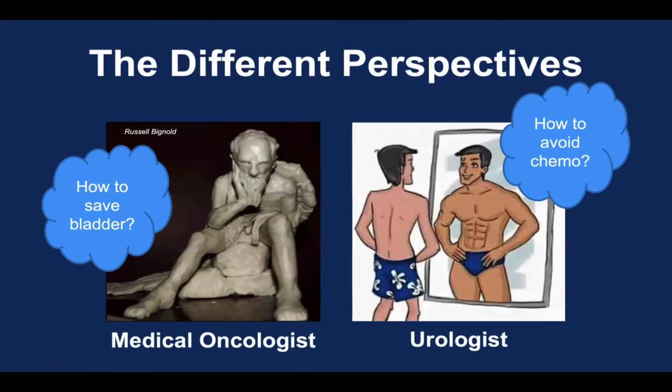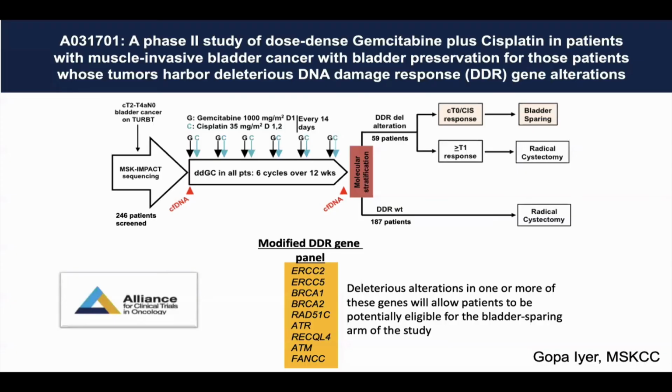And so the question is, what are we doing with these subtypings or with these predictive models to validate them? It's interesting to see how the medical oncologists are using this to design trials to preserve the bladder, and I'll show you an example. And the urologists are using them to design trials to avoid, or I shouldn't say avoid chemotherapy, but select for chemotherapy. And so there are 3 trials like this one.